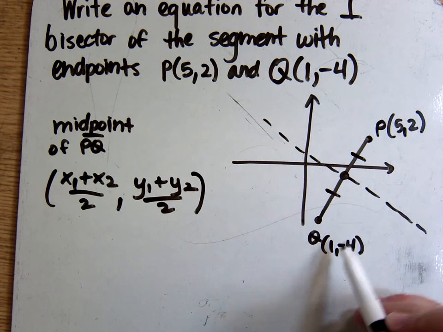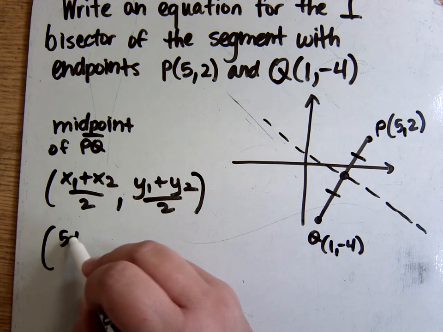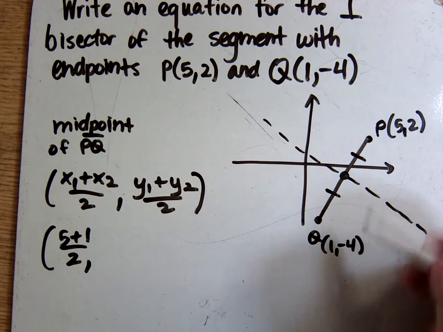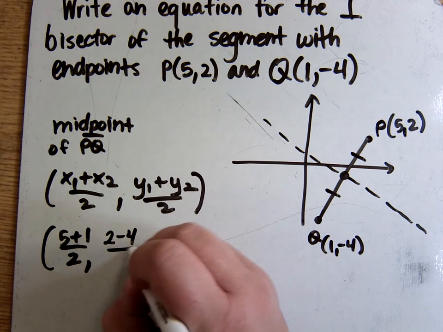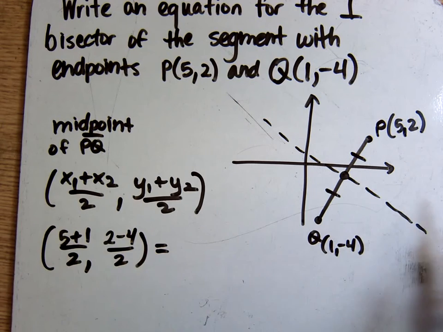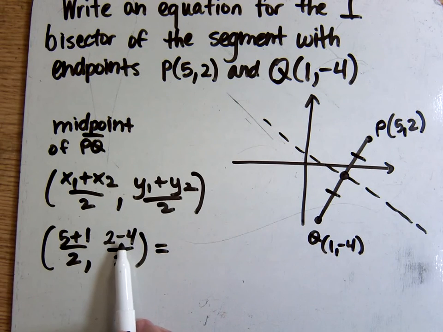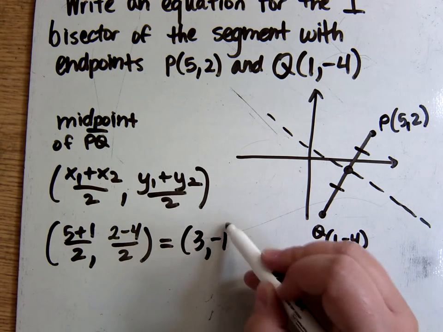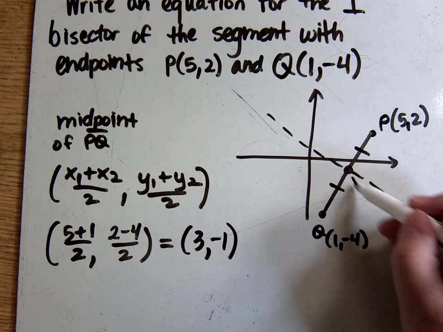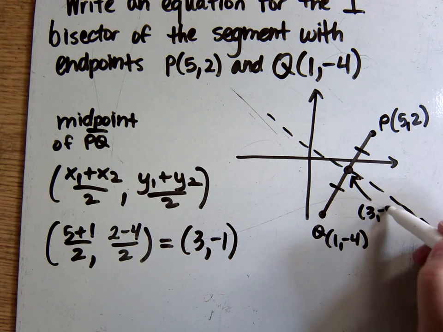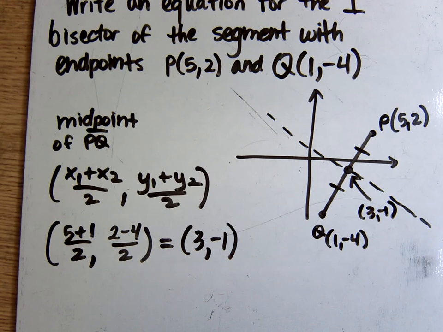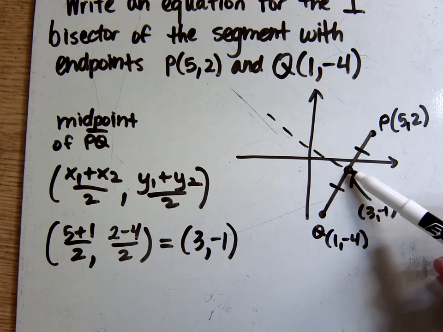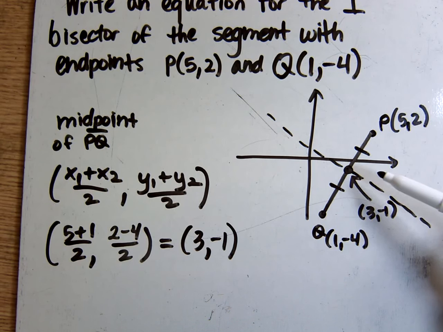So 5 plus 1 divided by 2, and 2 plus negative 4 divided by 2. Remember, you're adding, not subtracting. This is adding a negative 4 is why it turned to subtraction here. So 6 divided by 2 is 3, and negative 2 divided by 2 is negative 1. So that is what this point is going to be, 3, negative 1. All right, remember this was a rough sketch, so it's okay if it doesn't look like it's a 3, negative 1. This one actually happens to, but that's all right if it doesn't.